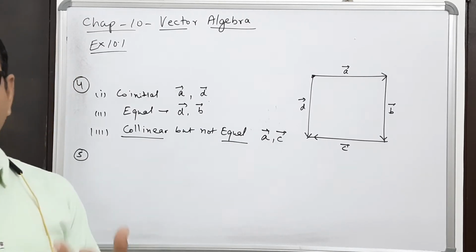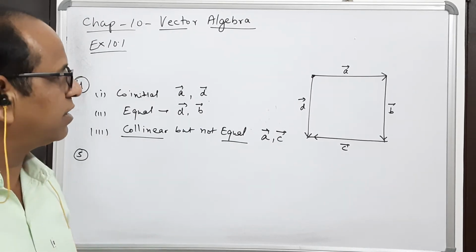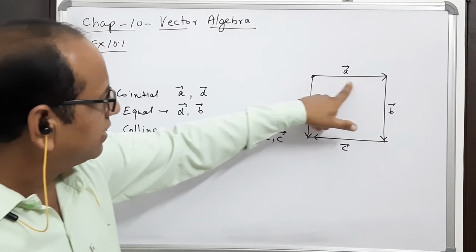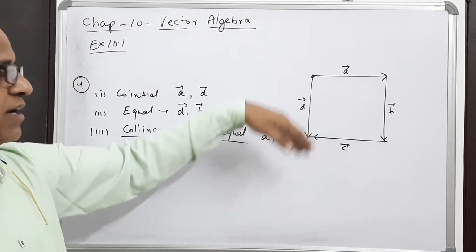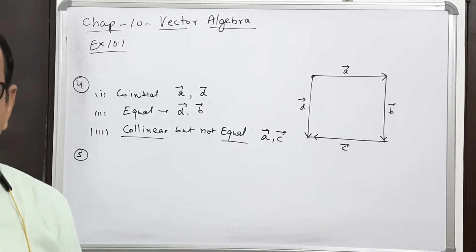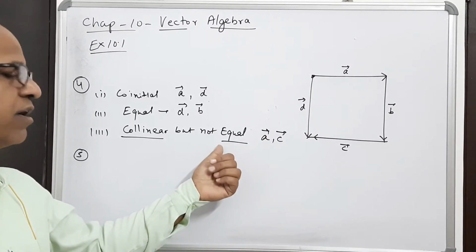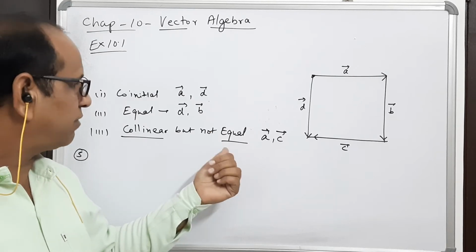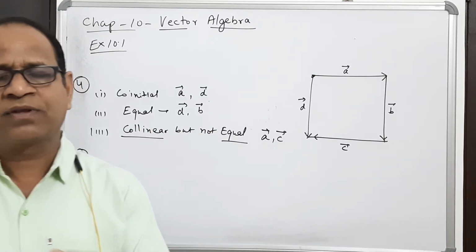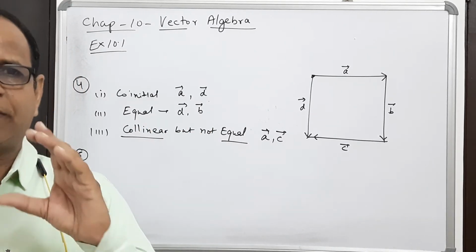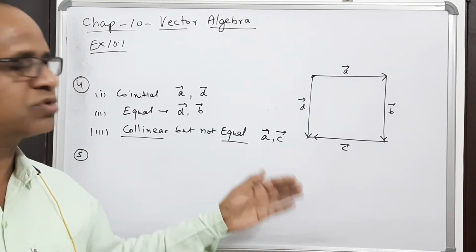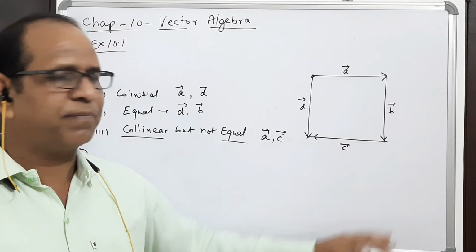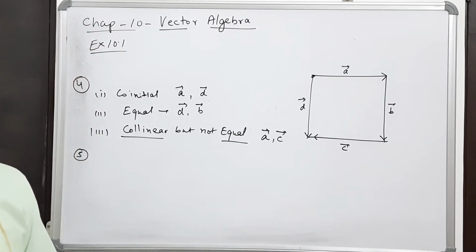Now the question arises, why they are not equal? Now you see the direction of A, it is going this side. What is the direction of C? It is going this side. So now their directions are not same, they are opposite, that's why they are not equal. In equal vector, again I want to tell you, their direction must be same, their magnitude must be same, and they must be collinear vector. So collinear means they must be parallel to the same line. So that is the answer of question number 4.